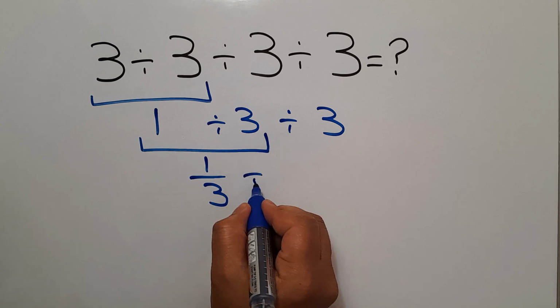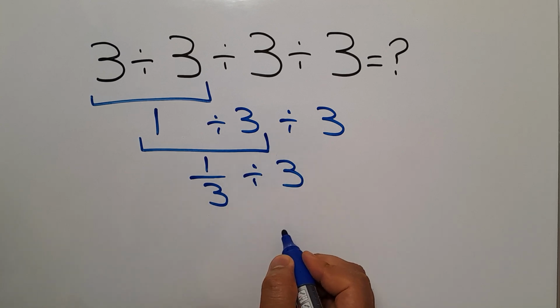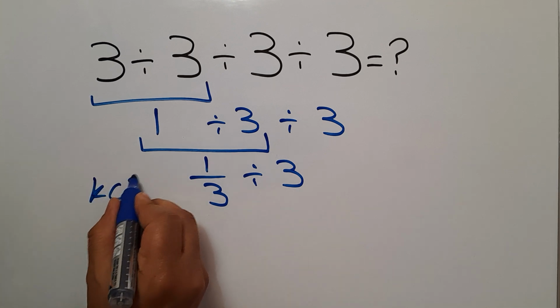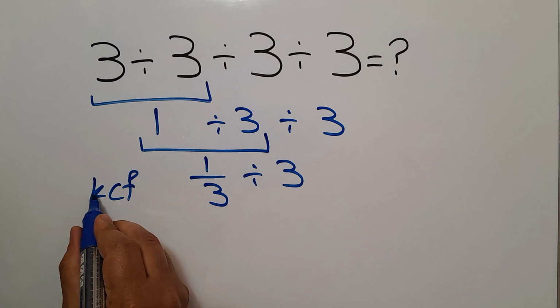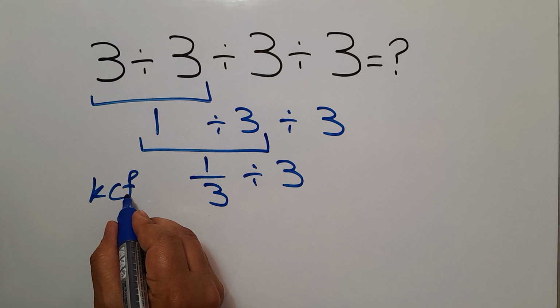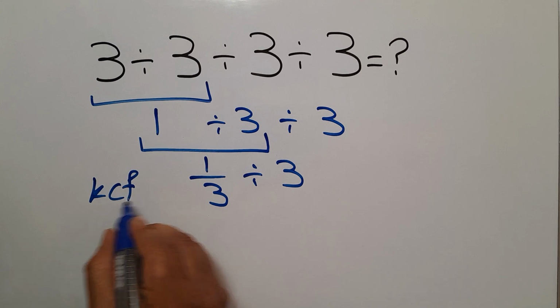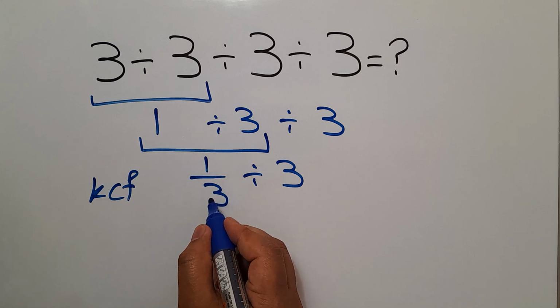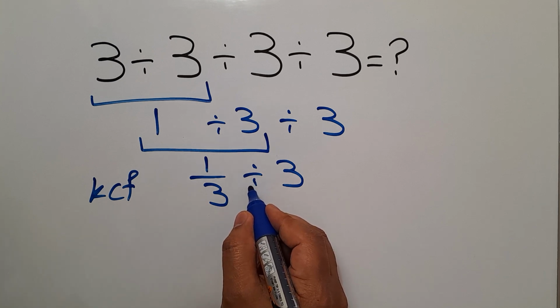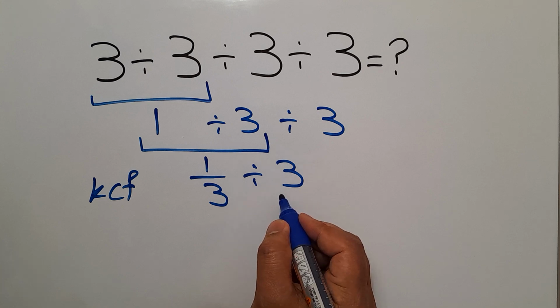Then divided by 3. Here, according to the KCF rule, K stands for keep, C stands for change, and F stands for flip. Keep the first fraction, change the division to the multiplication, and flip the second fraction.